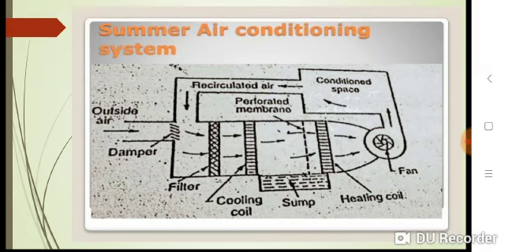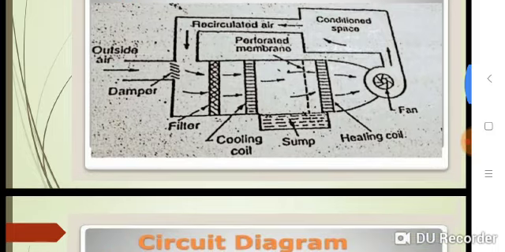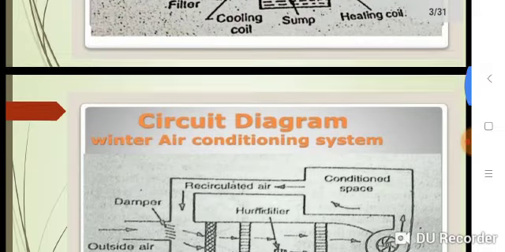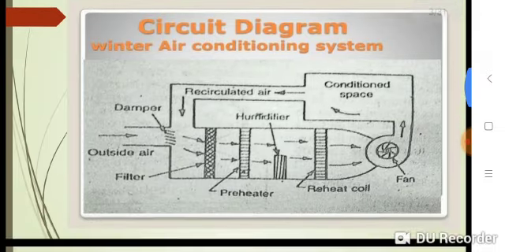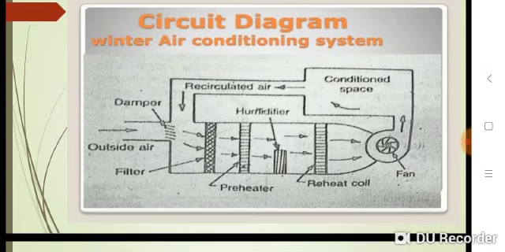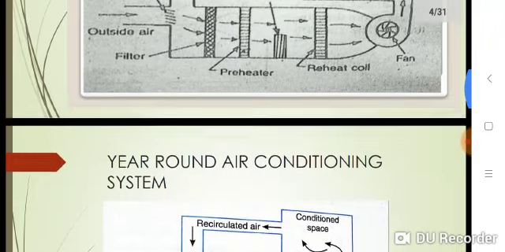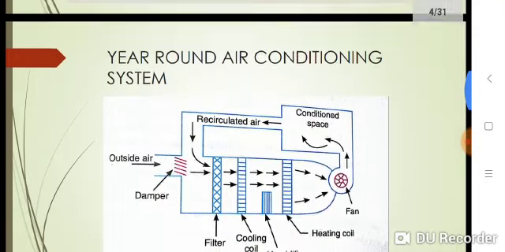What is the role of this dehumidifier? It is a perforated membrane, having a dew point temperature less than the dew point temperature of the incoming air. What is the use of that dew point temperature? The dew point temperature is used to remove the water content or the humidity in that air. So the dew point temperature of this coil is less as compared to the incoming air. Okay, so the air comes across this coil and gets dehumidified, and some heating coil is there which is used to maintain the required temperature as per the requirement. Okay, a fan is used to circulate that air in the conditioned space.